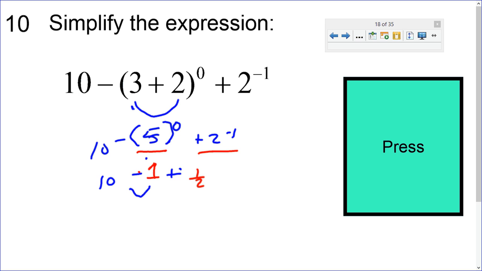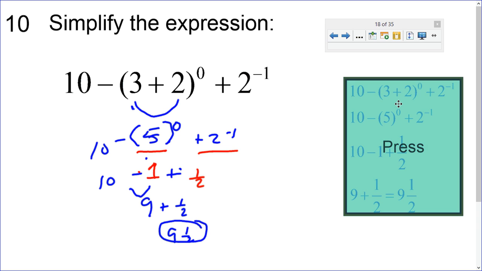Well, 10 minus 1 is 9. 9 plus the half is 9.5. And that will give us our answer. So nice job if you got that right. We had to do a lot of work there.